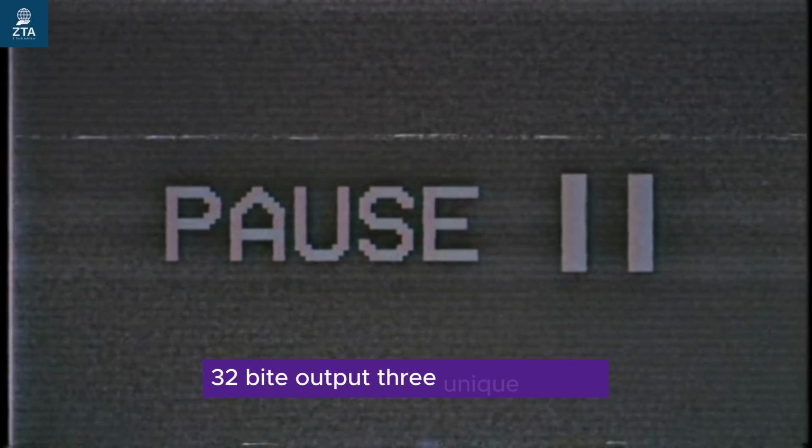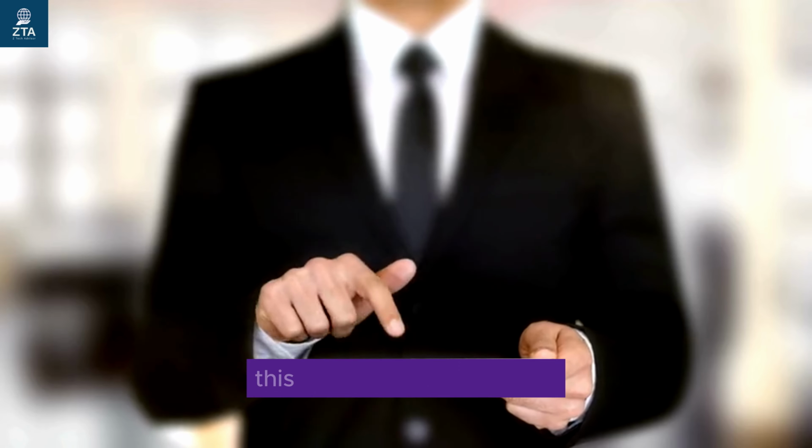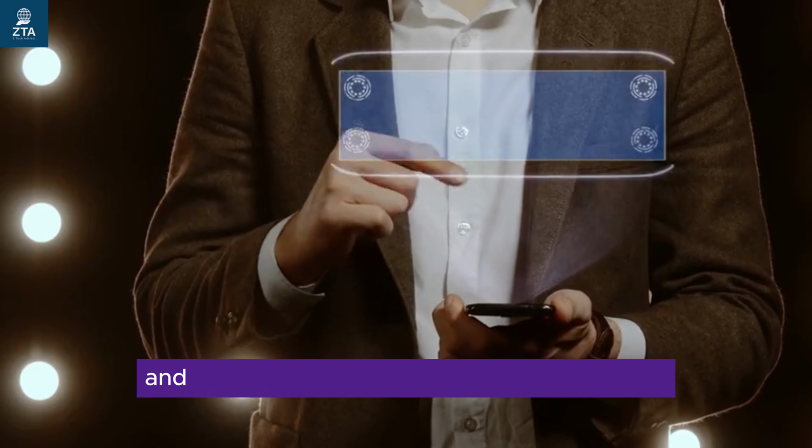3. Unique output, collision resistance. A good hash function ensures that two different inputs won't produce the same output. This uniqueness is essential for maintaining data integrity and security.